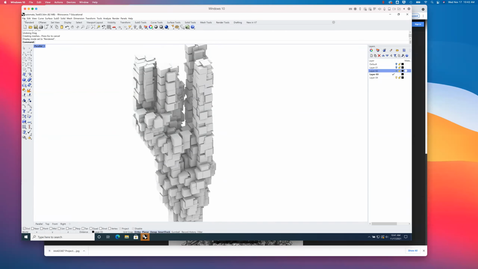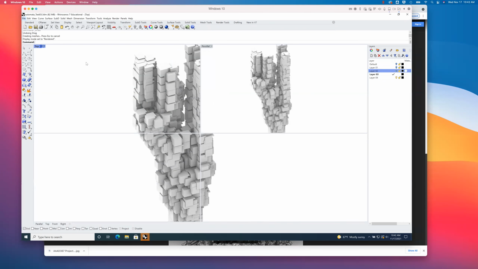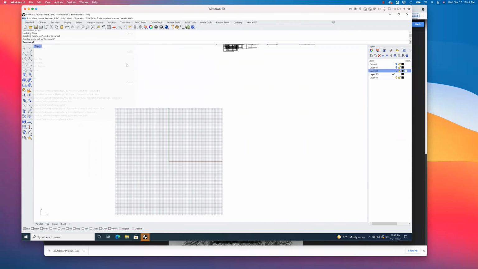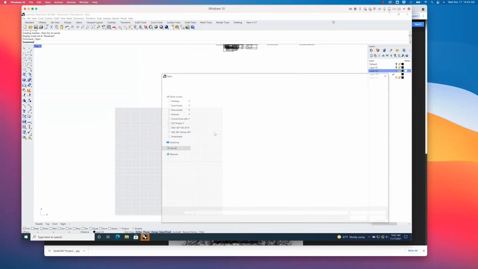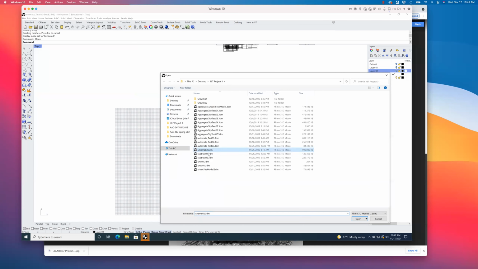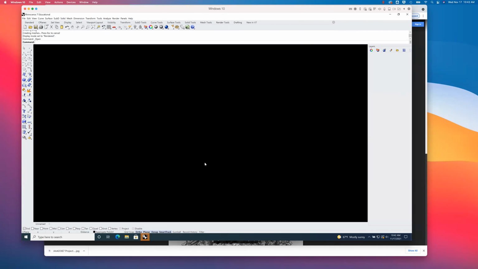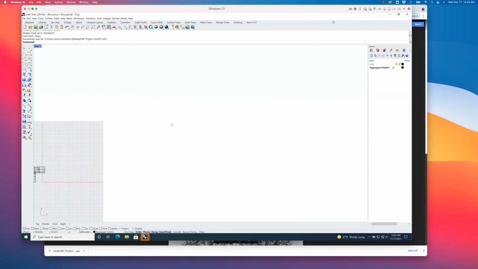Let me just open up one more file here if I can. Sometime today, Rhino. All right, come on. Say open. No, don't save changes. Scheme 1, scheme 2, unit 1, maybe. I'll try this. Urban site model. Here we go.